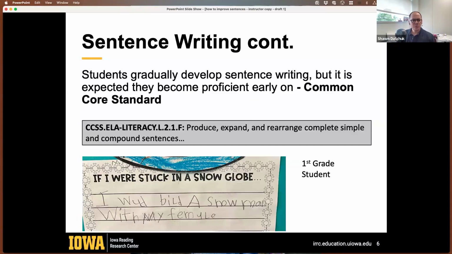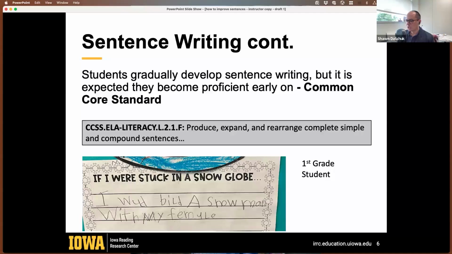Sentence writing tends to gradually develop. So when students first enter elementary grades, we think that as students are picking up these critical aspects of early literacy, they are latching on to these smaller skills that they're going to need to be able to write complete sentences. So, for instance, here is a Common Core standard, second grade.